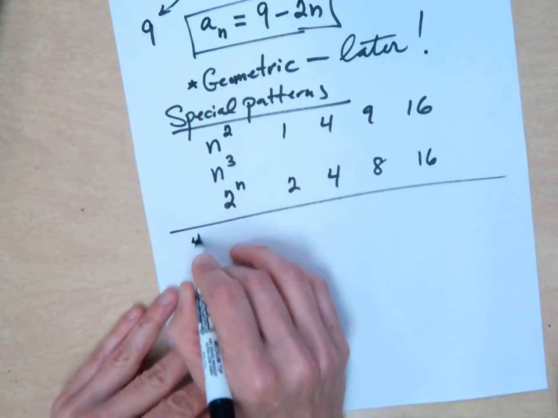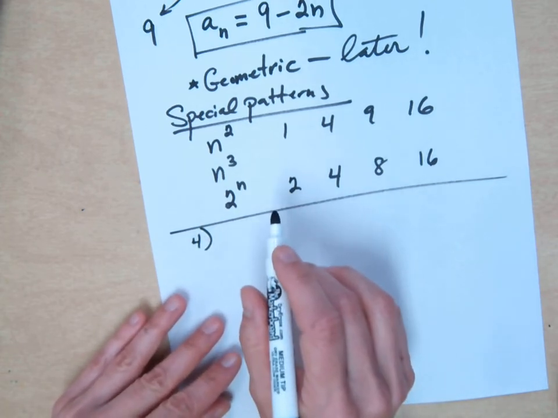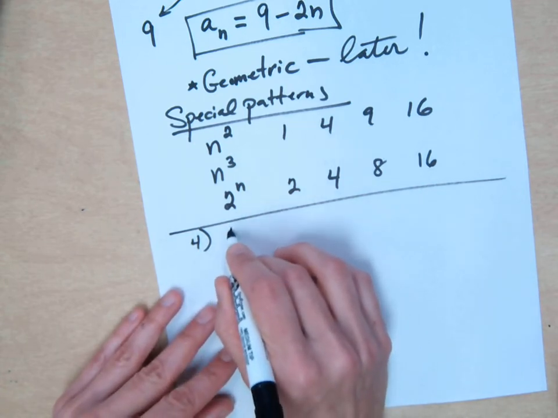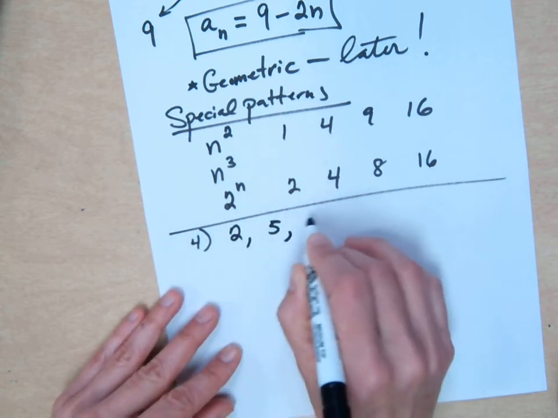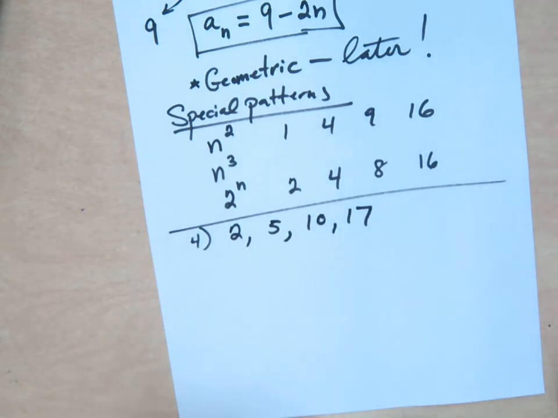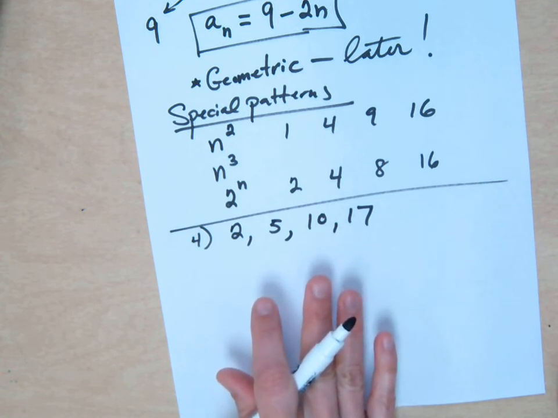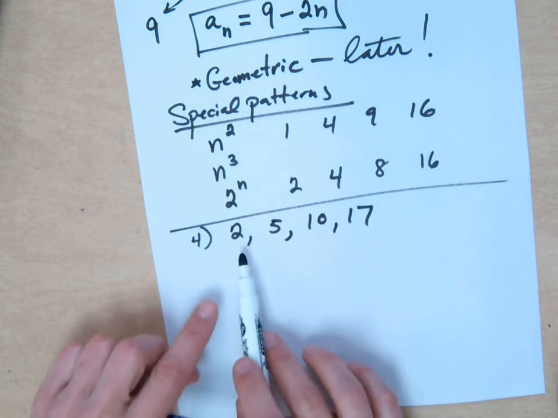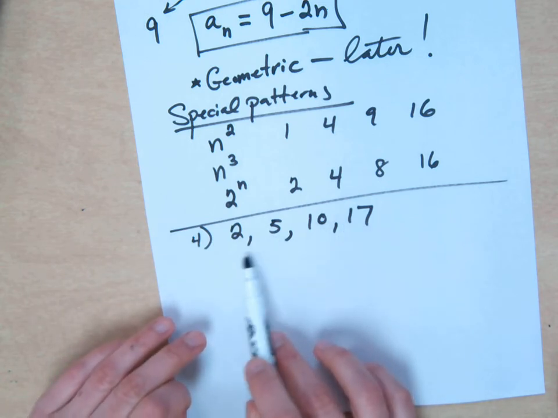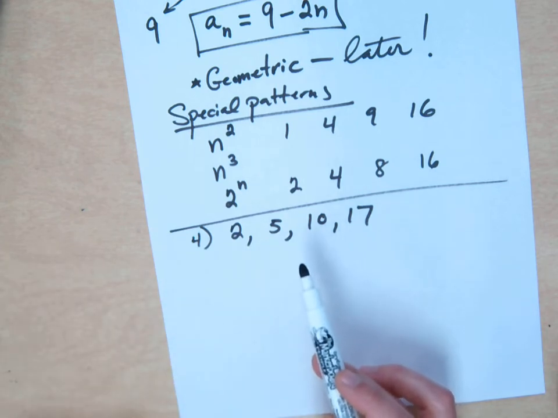So let's try example 4. Let's give you a sequence like 2, 5, 10, 17. Okay. So the first thing you want to do is see if it's arithmetic or geometric, and it's neither, because if you're not adding the same thing each time, it's not arithmetic, and if you divide, you're not multiplying by the same thing every time either. You're just not.